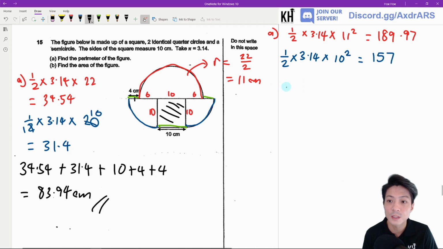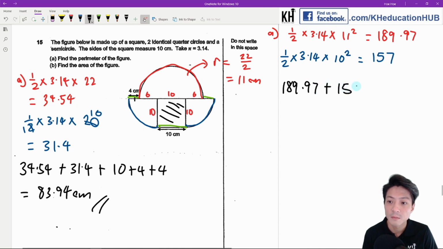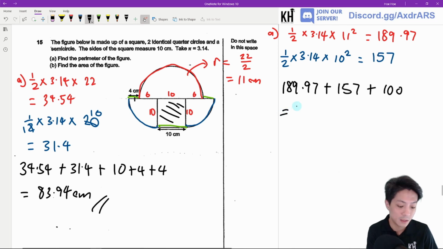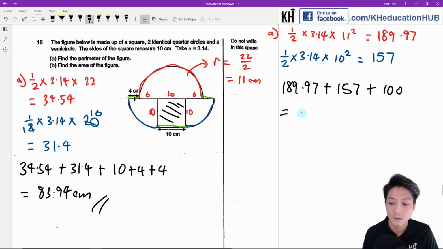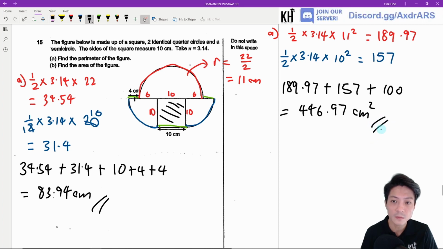The area of the square is 10 times 10. So I'm going to use 189.97 plus 157 plus 100. Okay, this is going to give me 446.97 cm square. Okay, that will be the answer for part B.